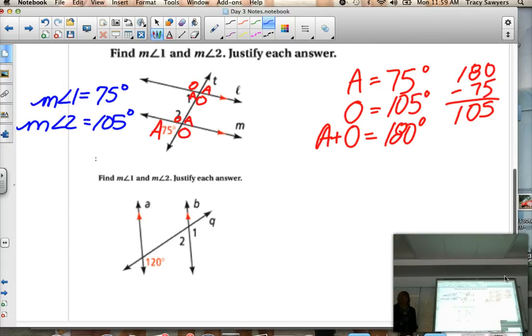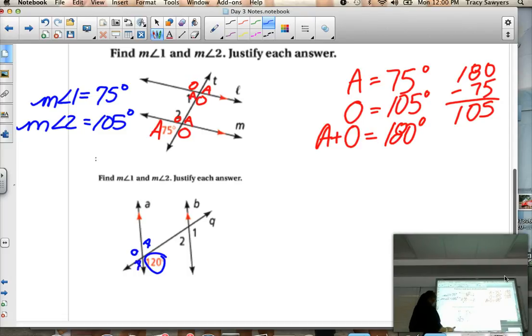Okay, let's look at the next one. If you see this measure of 120, Janet, can you tell me what type of angle that is? It's an obtuse angle. So I'm going to put an O here. I try to leave the number so I can see it. So I'm going to put, what next to it? A.